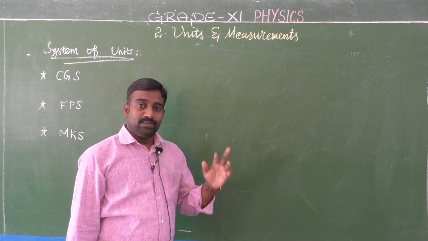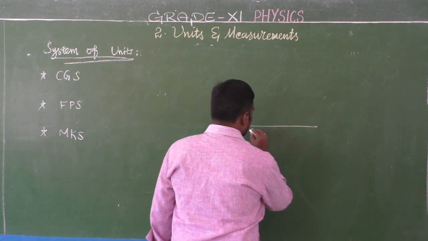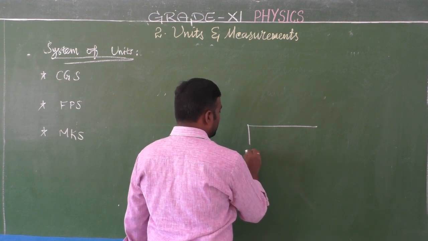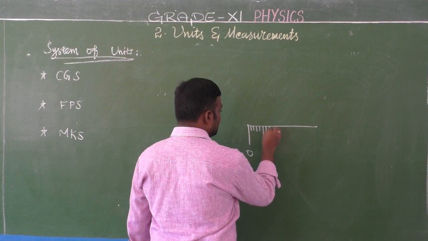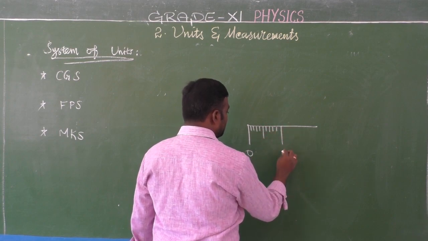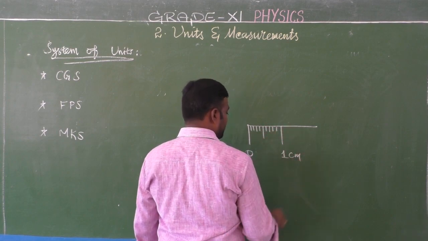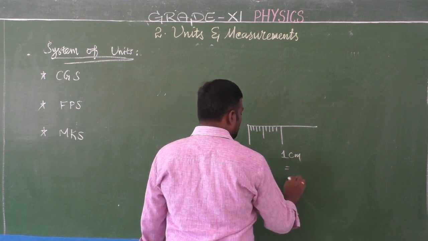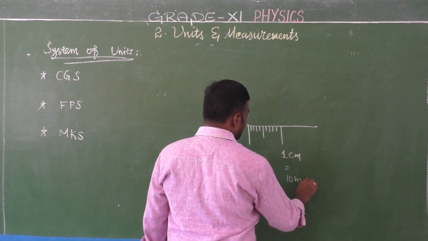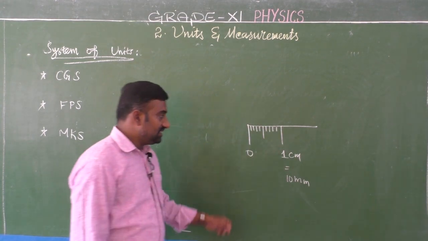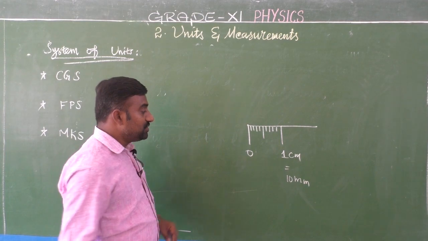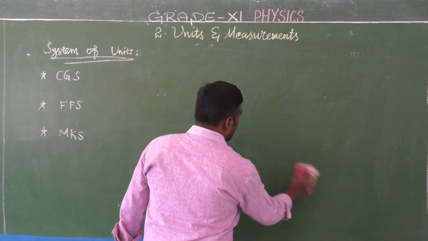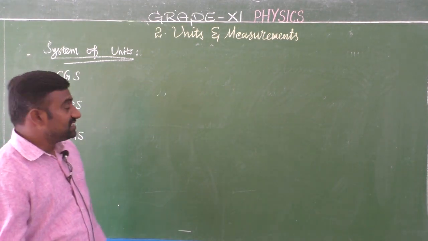All over the world it is like that. So in a meter scale we know 0, 1, 2, 3, 4, 5 millimeter, 6, 7, 8, 9, 10 millimeter, which is equal to 1 centimeter. So 1 centimeter is equal to 10 millimeter. All over the world this is the method they followed in the SI system. But before they introduced the SI system, people all over the world followed different systems of units.